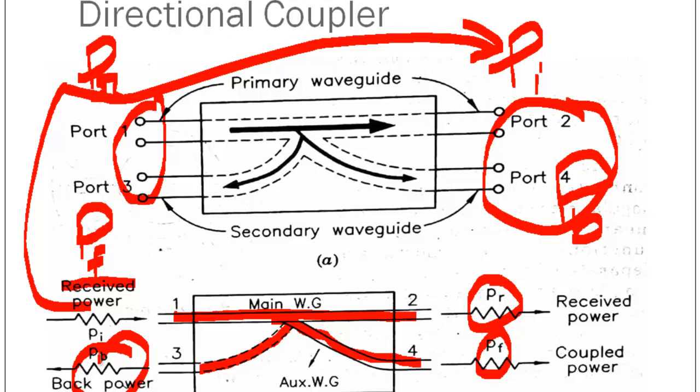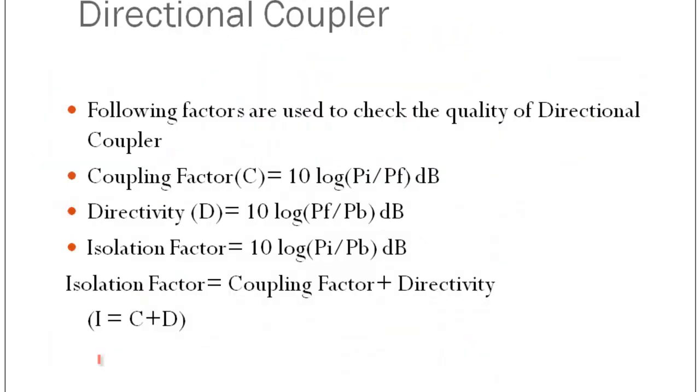To check the performance of the directional coupler, there are some factors which are very frequently used to judge the performance of directional coupler, right? And those are known as coupling factor, directivity and isolation factor. So what is the coupling factor? Before starting the coupling factor, we are using here PI that stands for the input incident power, PF stands for the forwarded power, PB stands for the back power, right?